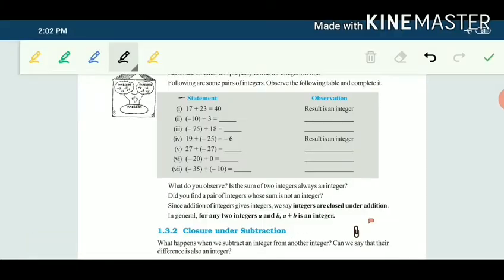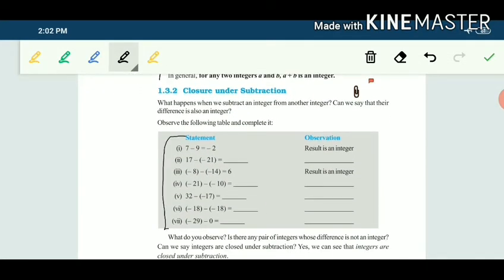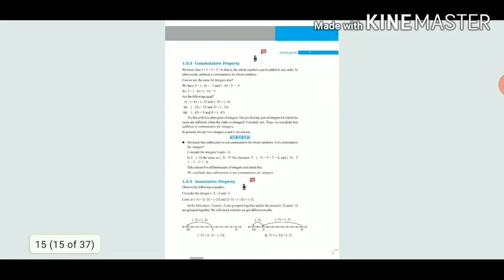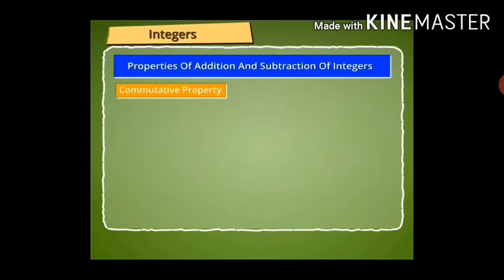Here some examples are given for the addition of the integers and the subtraction of integers. Now next property is commutative property. Now what is a commutative property? First we will discuss commutative property for addition.